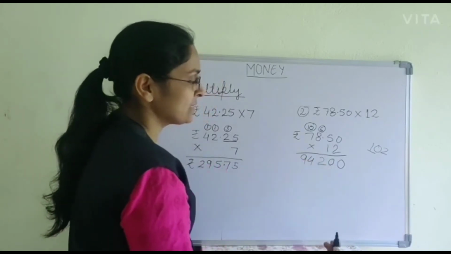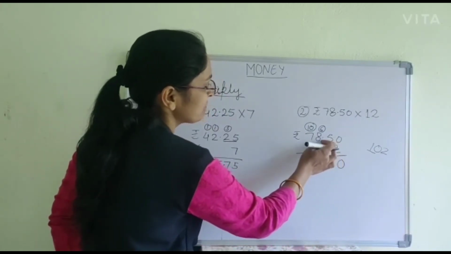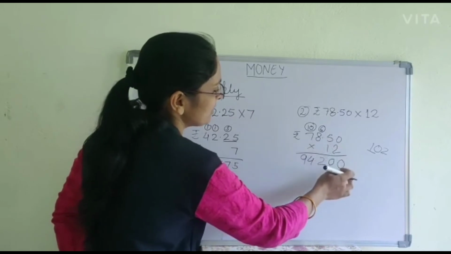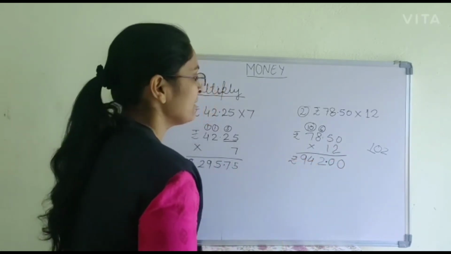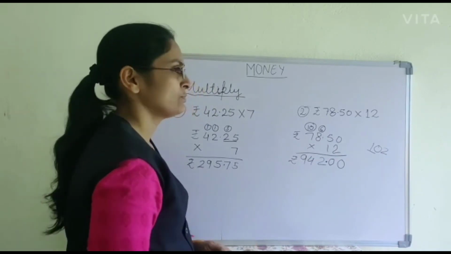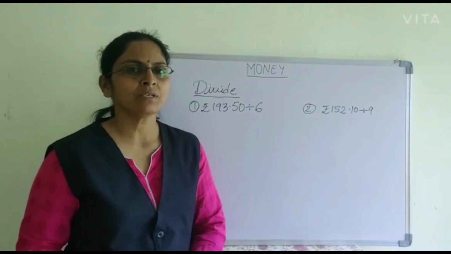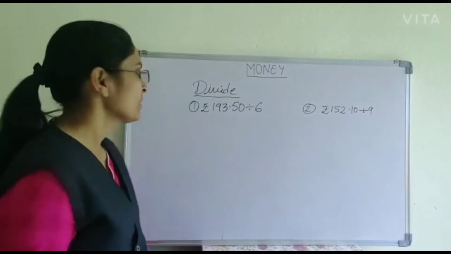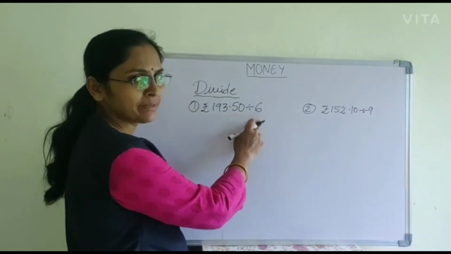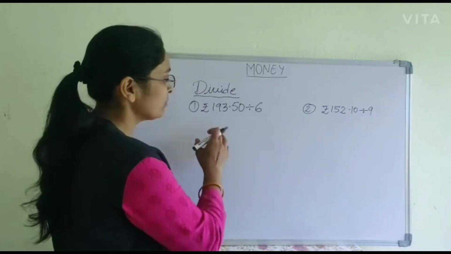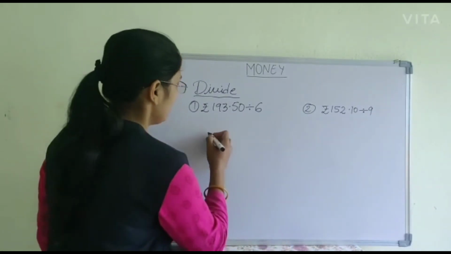Now where to put a decimal? 1 and 2 digits from the right. Okay. So here also 2 digits. So this is rupees 942. Now the last topic is division of rupees and paisa. The question 1 here, rupees 193.50 divided by 6. So we will do the division as usual.